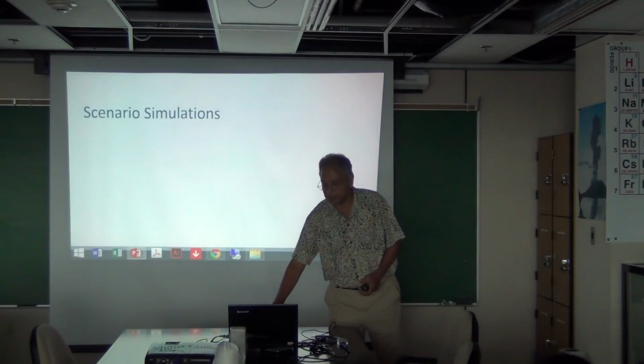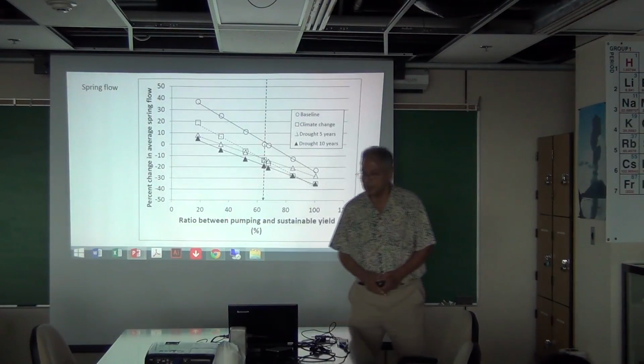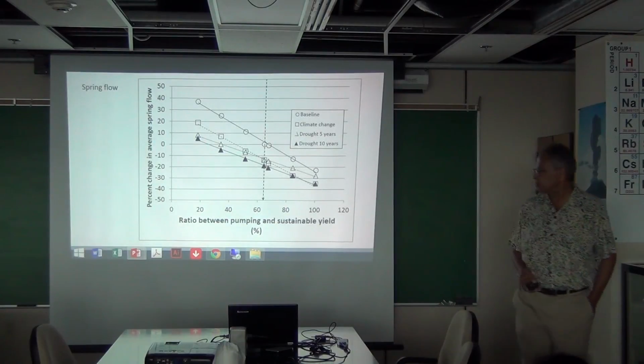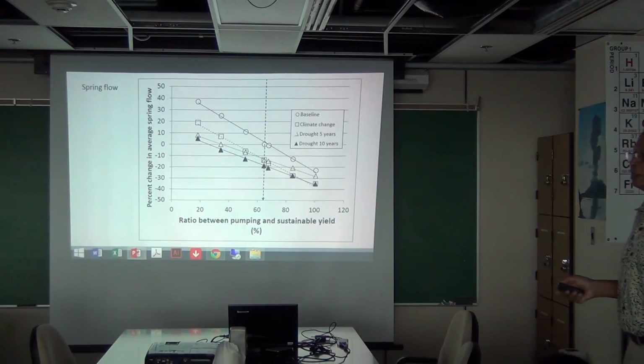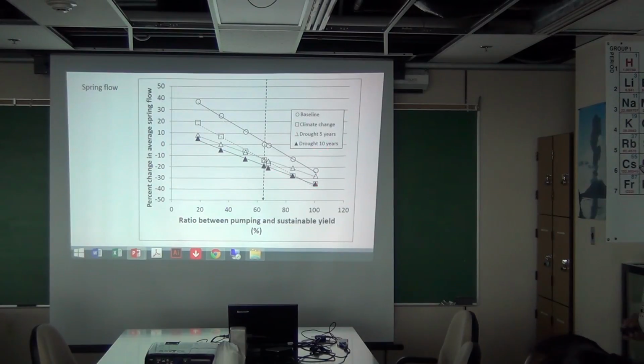So that's the model calibrated, then you do it for scenarios, and this is part of the scenarios. Remember, the criteria for sustainability was spring flow. So we did here to see what will happen under different scenarios. This is for baseline, the circle, which is current. For climate change is the squares. For drought for 5 years, the triangles. The dark triangles is for drought for 10 years.